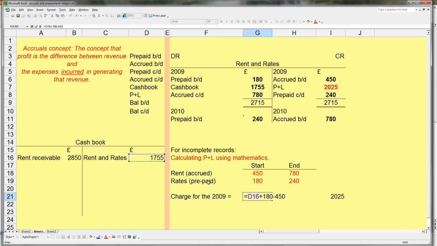With regards to the last value, the 240, prepaid at the end of the year, well, that's again this accounting period, and we've paid this year for next year. So the expense relates to next year, but we've paid this year. So the 240 does not belong to this accounting period. So we take that away. And there you get the 2025.